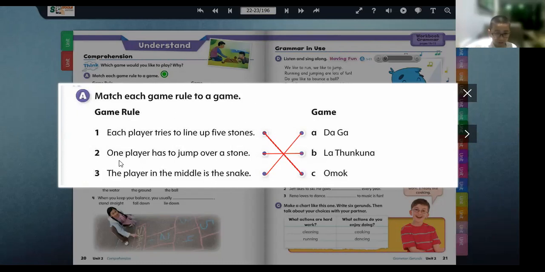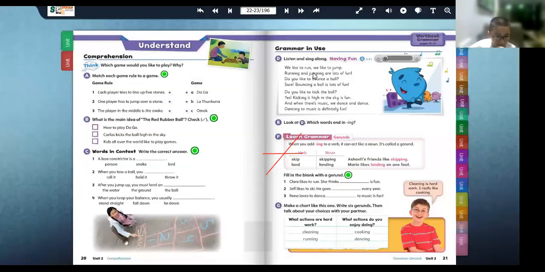Number 2, can you please read? One player has to jump over the stone. La Tintuna. Okay, very good. That's La Tintuna. And number 3. The player in the middle is a snake. Daha. Okay, very good. Okay, that's correct. Very good. All right, so great job. Okay, so that's the game. Okay, in the story, the red rubber ball. Okay, next.